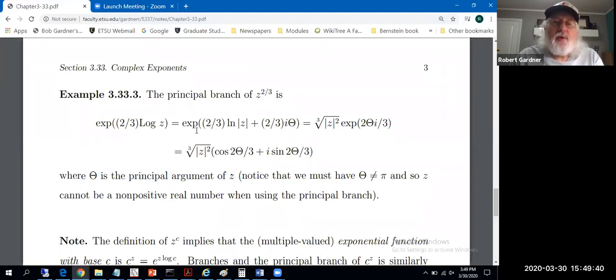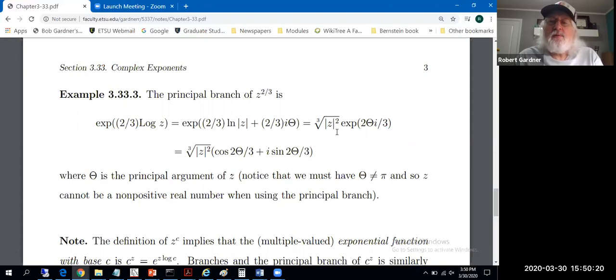Distribute the 2/3, so we get e to the 2/3 natural log mod z, plus 2/3 i times the principal argument capital Theta. We can split this up as a product of two exponential functions. In the first one, we'll have e to the natural log mod z. Excellent. That'll produce composition of inverse functions in the real setting. That'll just produce mod z to the 2/3 power. If you like, mod z squared, cube root of. We're in the real setting when I look at this piece of it, right? z is complex, but its modulus is real. So we're okay there.